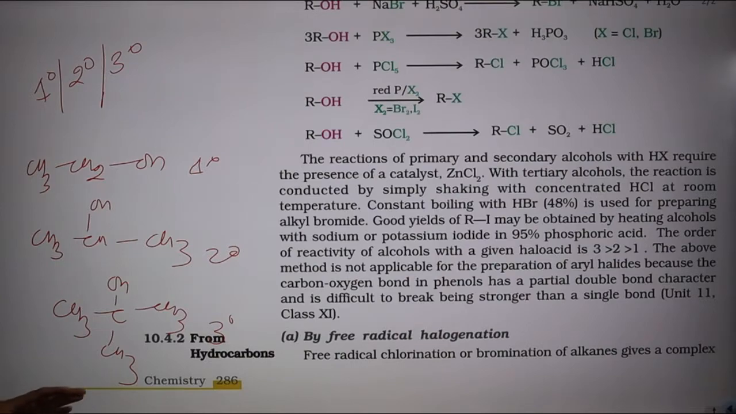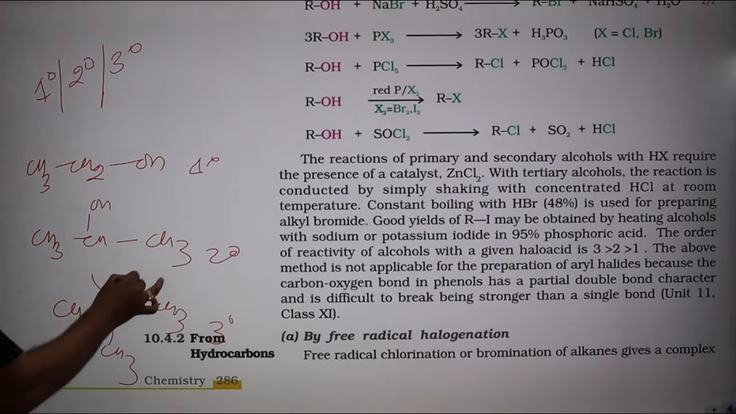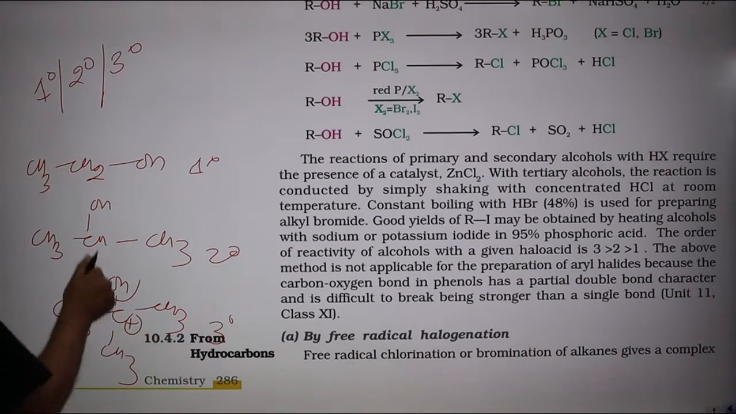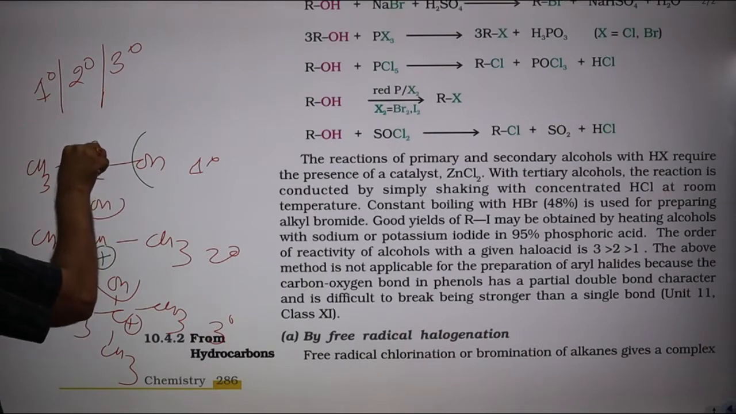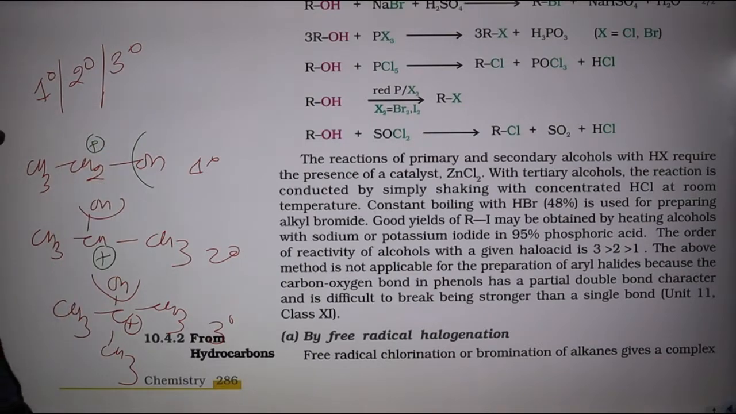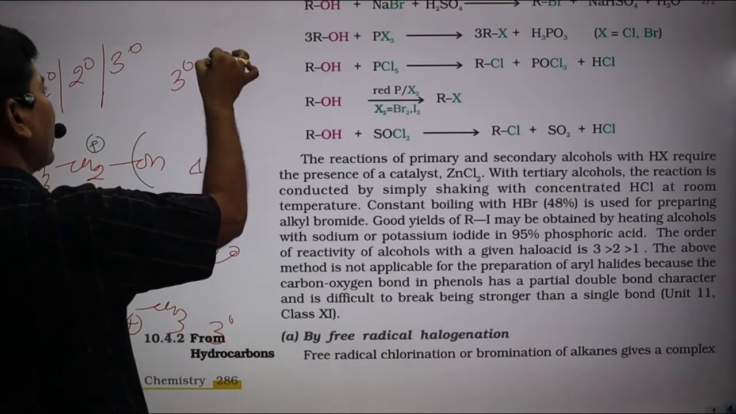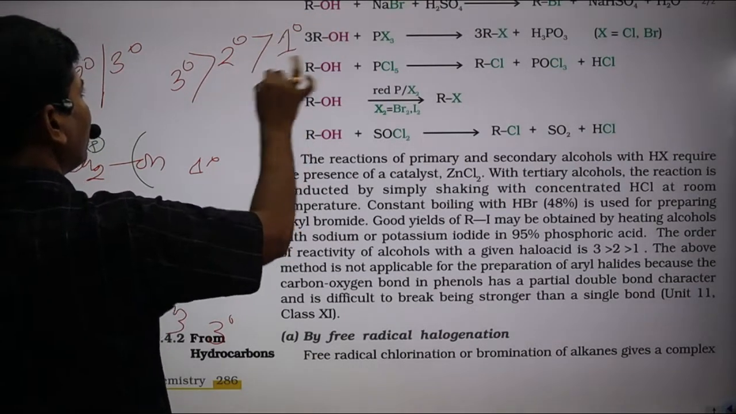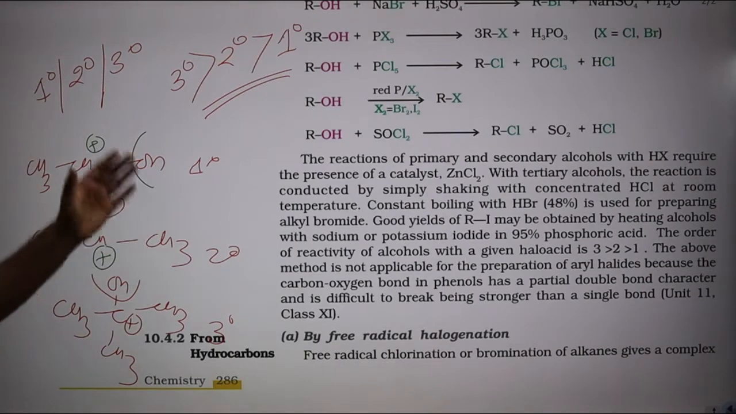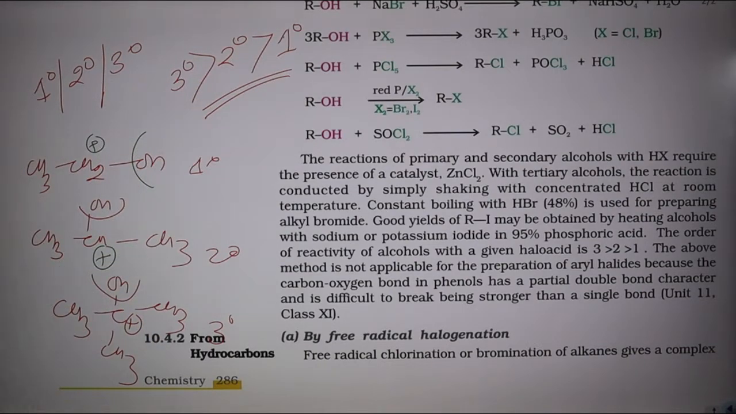Now we understand in which case the OH group can be removed very easily. In this case, if I remove it, we get a tertiary carbocation. If this is removed, we get a secondary carbocation. If I remove this OH, we get a primary carbocation. In general organic chemistry we have learned that tertiary carbocation is much more stable than secondary, and secondary carbocation is much more stable than primary. That is the stability order of carbocations. So in tertiary alcohol we are getting a stable tertiary carbocation.